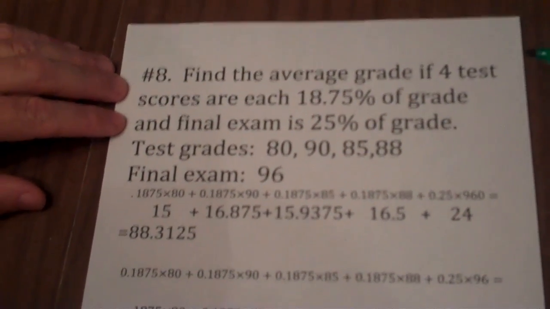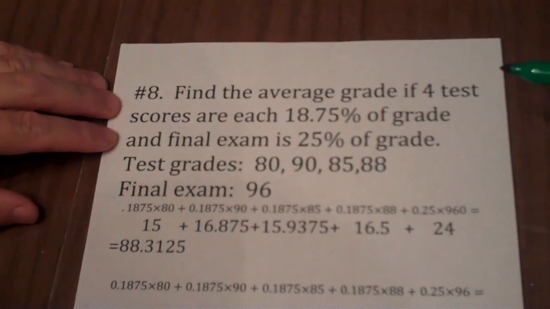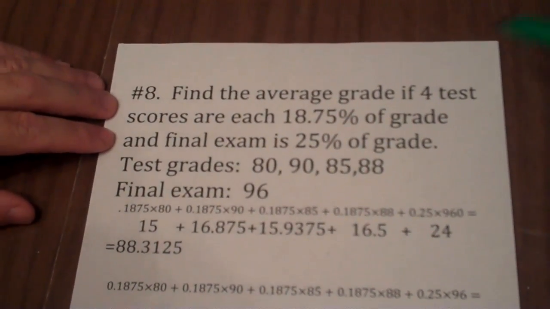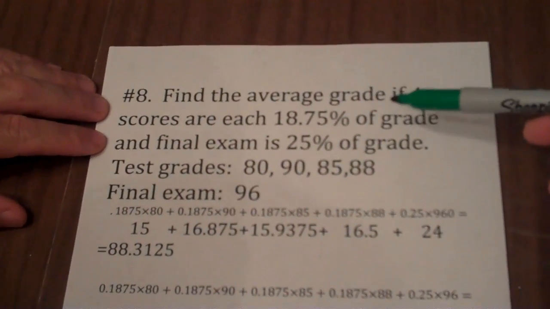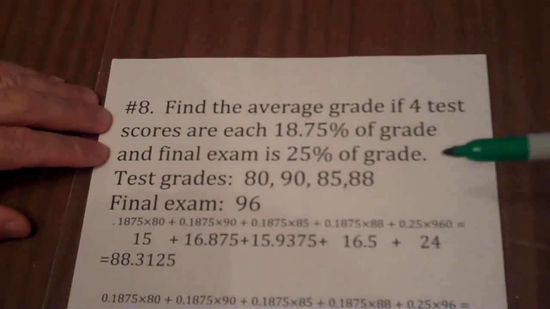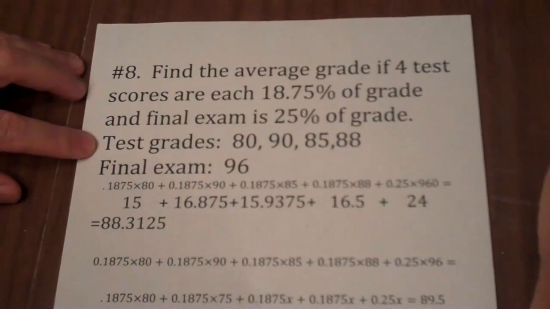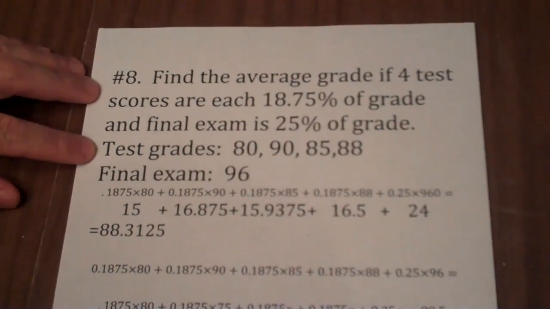This is problem 8 off the linear application sheet. In this case, we are asked to find the average if your 4 test scores are worth 18.75% of the final grade and your final exam is worth 25% of your grade. Let's first talk about how to actually do the calculation if everything were known.